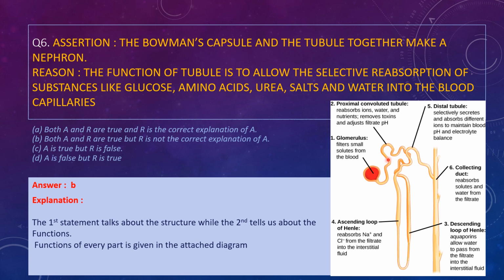The function of tubule is to allow selective reabsorption of substances like glucose, amino acids, urea, salt, and water into the blood capillaries. This statement is also true because that is the function. However, this function does not make the assertion true. So your answer will be B, that is both A and R are true, but R is not the correct explanation of A. The first statement talks about the structure while the second one talks about the function.